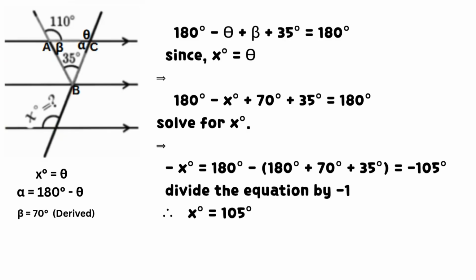Solve for x degree. This implies that negative x degree equals 180 degrees minus, in bracket, the sum of 80 degrees and 70 degrees plus 35 degrees, which equals negative 105 degrees. Divide the equation by negative 1. Therefore, we have that x degree equals 105 degrees.